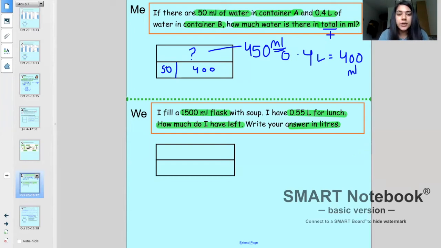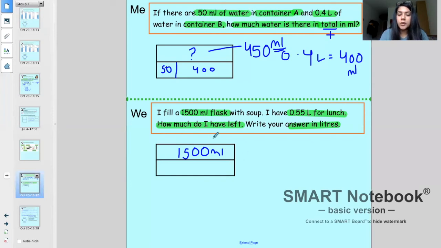Okay, how did it go? Let me get my pen ready. So we've got a 1,500 milliliter flask, and hopefully you would have found that that is our whole. 1,500 milliliters is the whole. It wants our answer in liters.